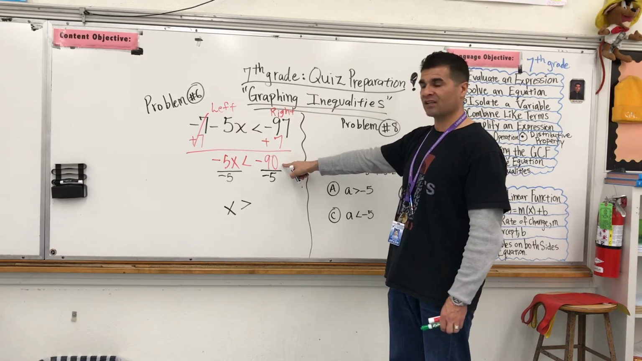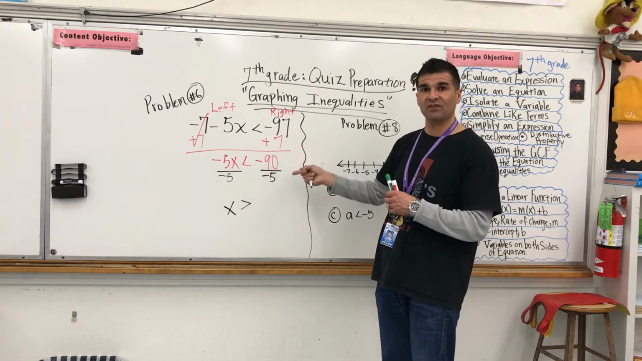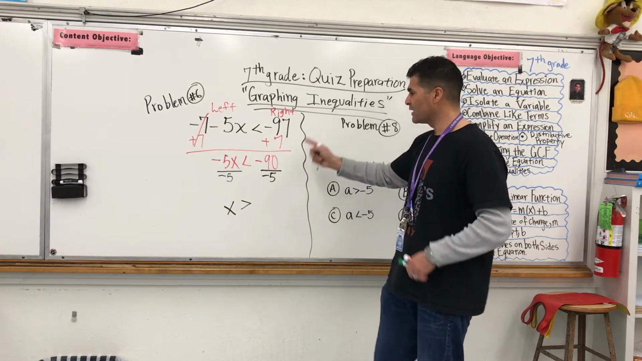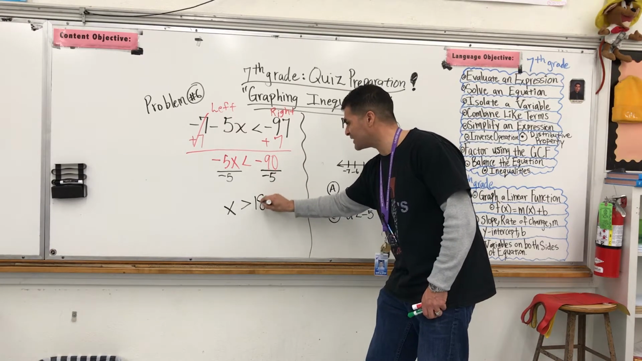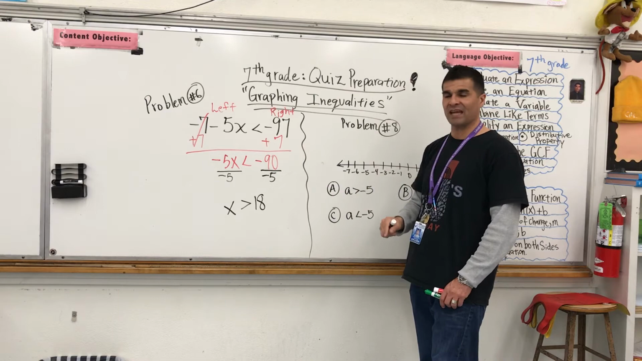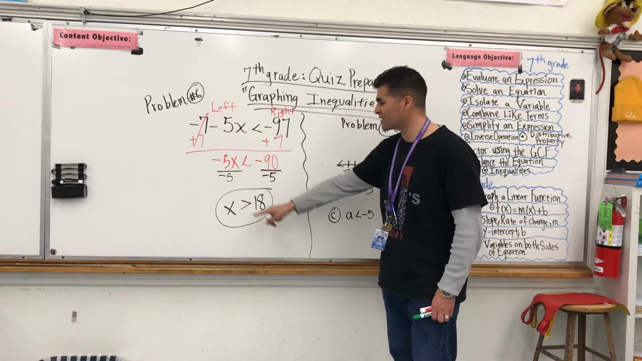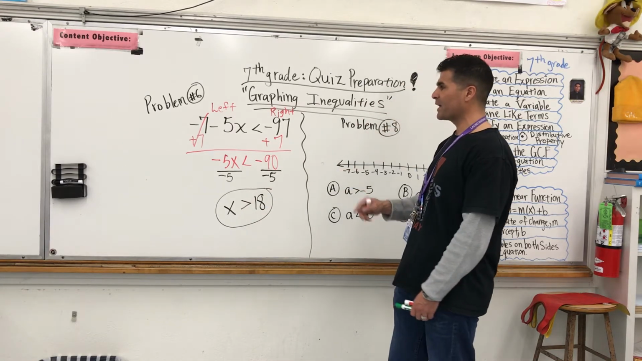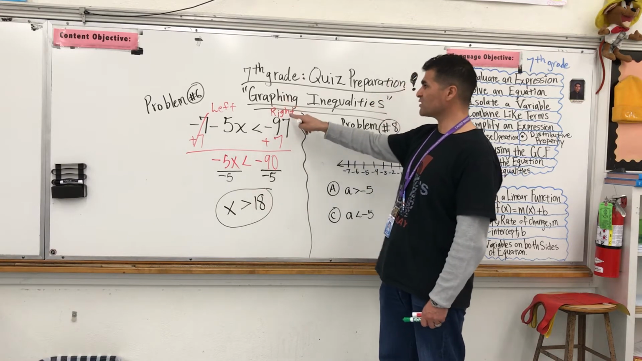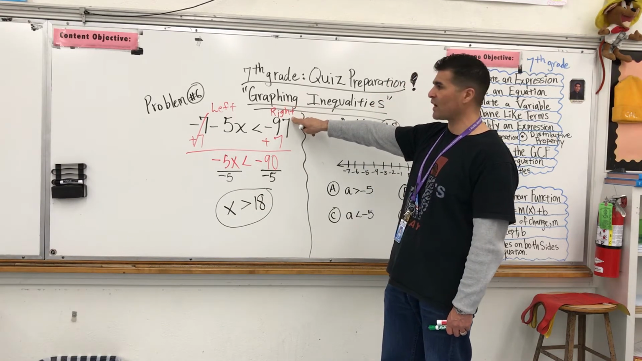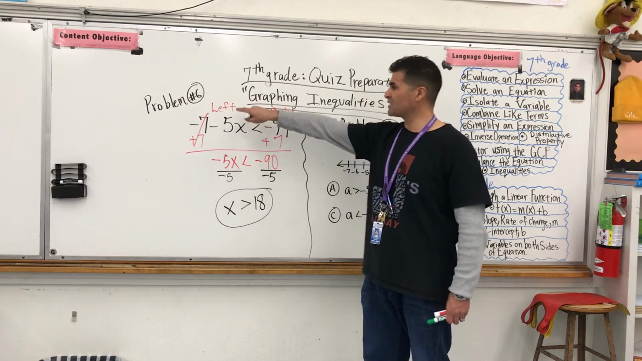So let me go ahead and divide -90 by a -5. I'm going to get a positive because a negative divided by a negative is a positive. So I get 18, because 90 divided by 5 is 18. X is any number as long as it's larger than 18. As long as x is larger than 18, then this right side of the inequality, -97, will be larger than whatever this left side is.